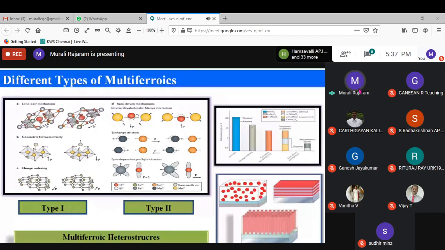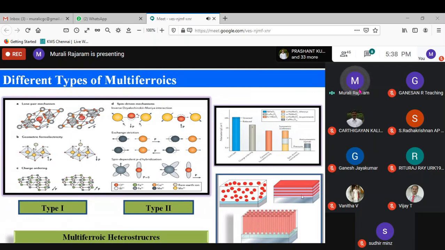You can also have the multiferroic property in heterostructures. These are different kinds of heterostructures you can grow. This is called a 0-3 structure, where you take two components, and one component is in 0 dimension and the other is in 3 dimensions. This is the 0-3 combination. This is the 2-2 type of heterostructure, where superlattices and thin films of different layers can be grown.